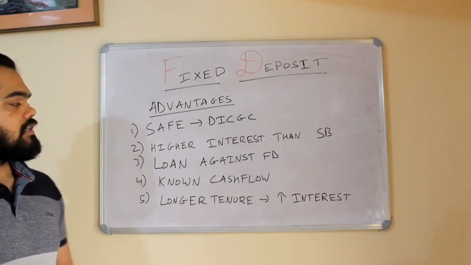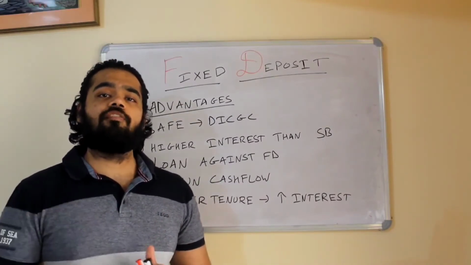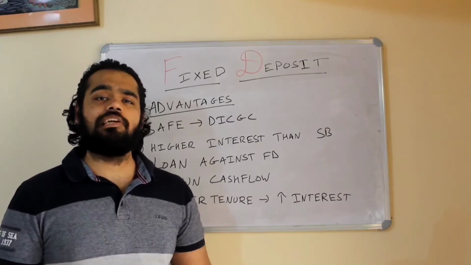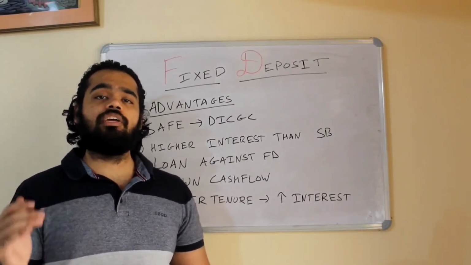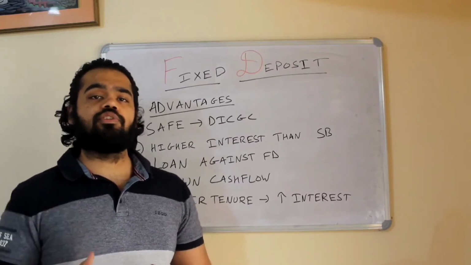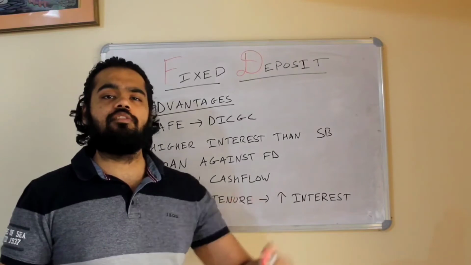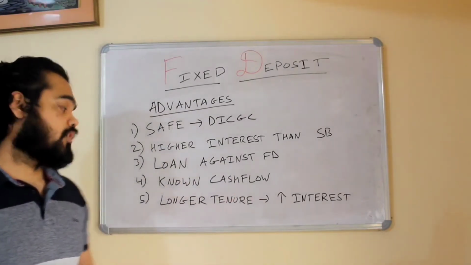The fourth one is the known cash flow. So, at the point of investment, you know what the cash flows will be in future that you will yield from FD. So, at that point, you can plan all your needs and cash flow requirements in future and match them to the fixed deposit cash flows that you will yield. That is one of the great advantages of this product.